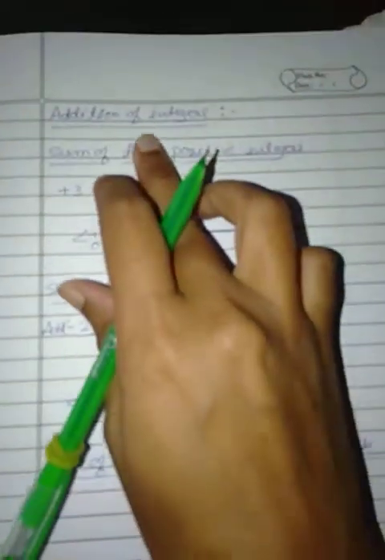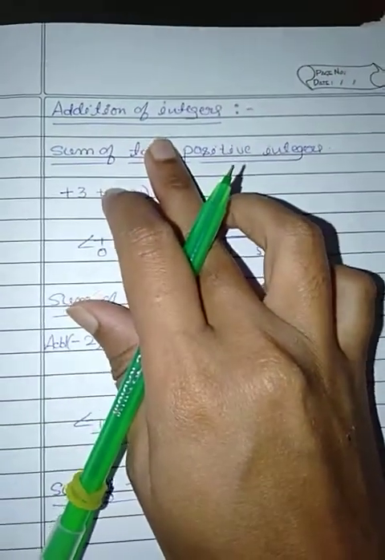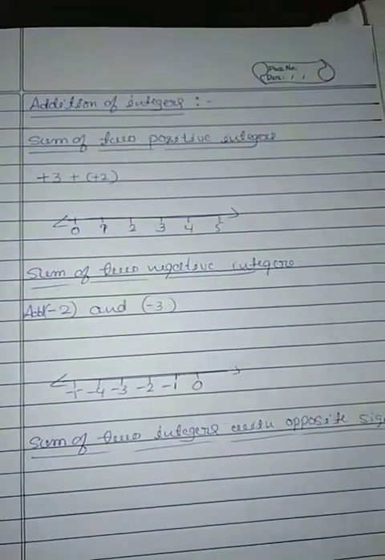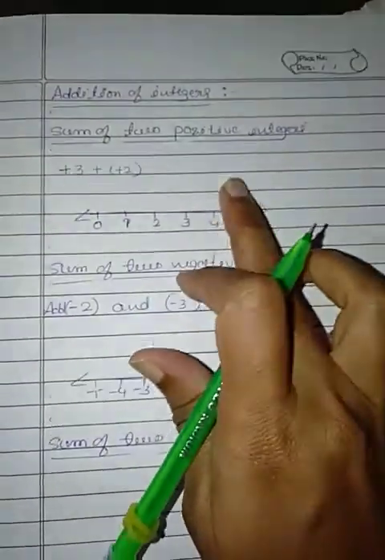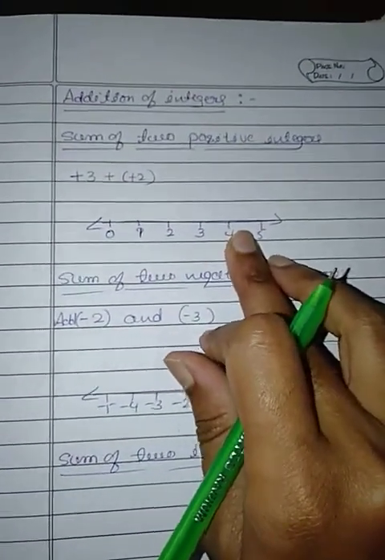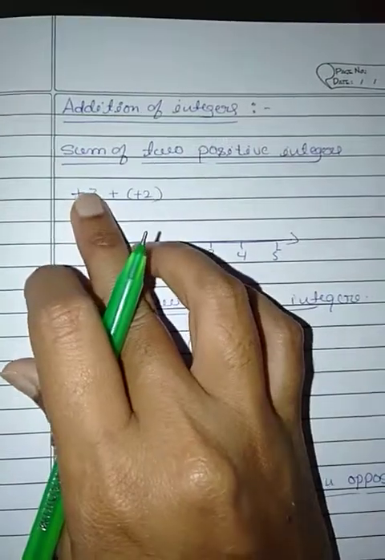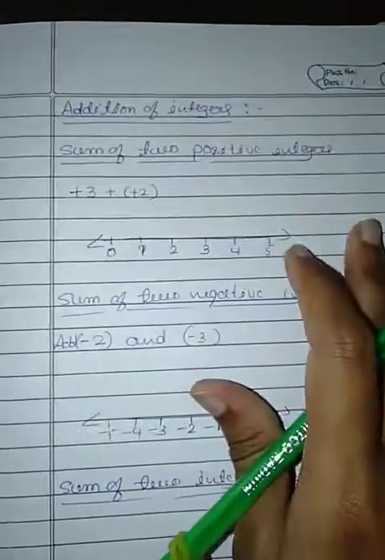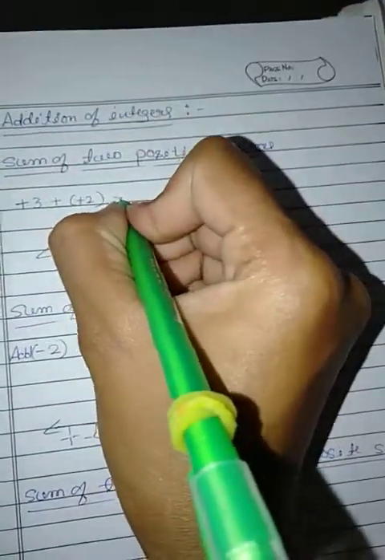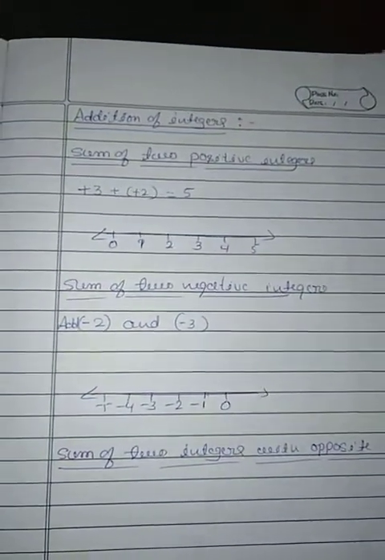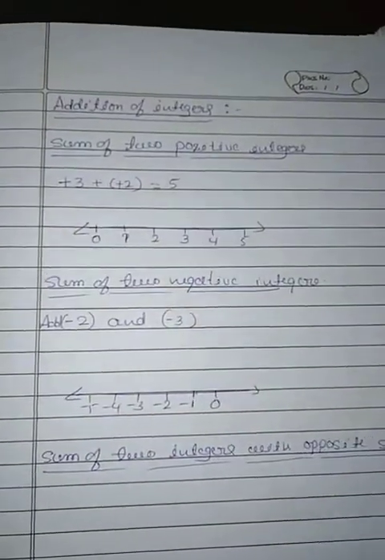Next one is addition of integers. So how to add integers? First one is sum of two positive integers using number line. Here the positive integers are plus 3 and plus 2. When you add plus 3 and plus 2, we know that 3 plus 2 is 5. But how to add plus 3 and plus 2 using number line?